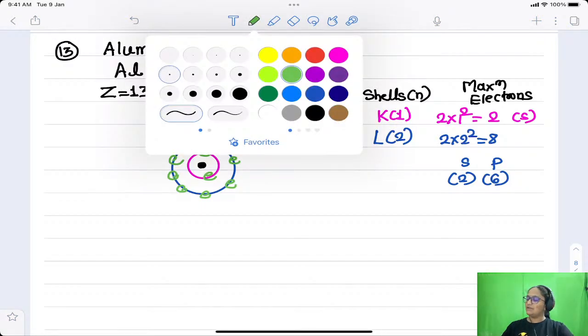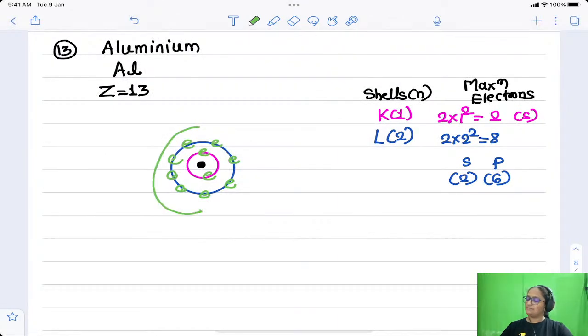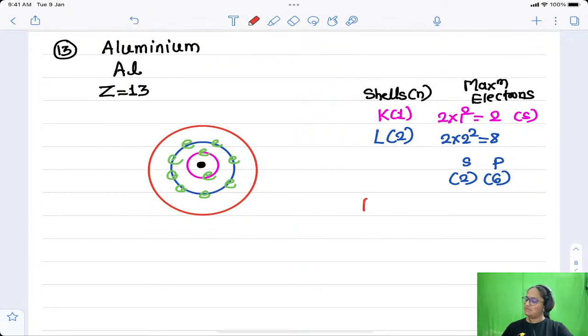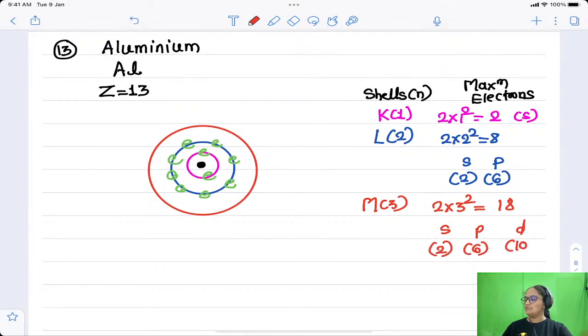Now next is the M shell. So this is the M shell, right? M shell, that is shell number 3, in which the capacity is 18 electrons. So how are the 18 electrons filled? In S, P and D. 2 electrons in S, 6 electrons in P, 10 electrons in D. But as there are only 3 electrons present here, so I will fill it here. 1, 2 and 3. So this is the structure for aluminium atom.